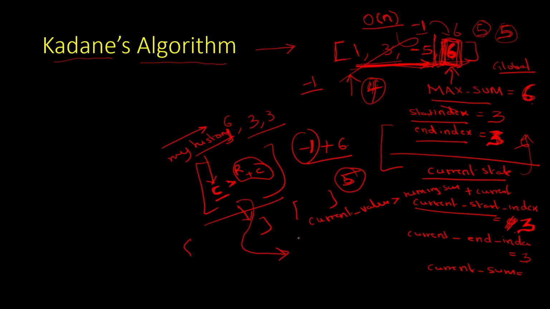Then we will calculate the current sum also. Then we will compare the current sum with the max sum. If the current sum is greater than the max sum, we will update the max sum.